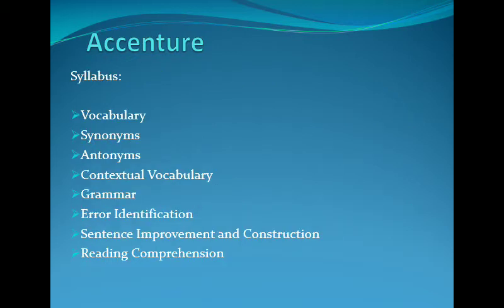Okay, so let's see what the syllabus is. Basically, they ask questions on vocabulary and contextual vocabulary. Contextual vocabulary is nothing but they give you a blank in a sentence. So based out of the context, you need to understand the sentence and choose the correct fit into the blank. They also ask questions on synonyms and antonyms. Based on grammar, you have different types of questions like sentence errors, sentence improvement, sentence construction, and you also have reading comprehension passages. Let's move on to the next slide.